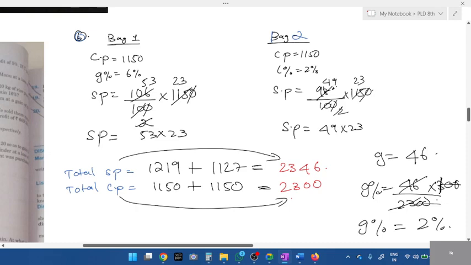So we studied the cost price formula and selling price. Based on that, they're giving questions, whether it is cost price or selling price, you need to find.